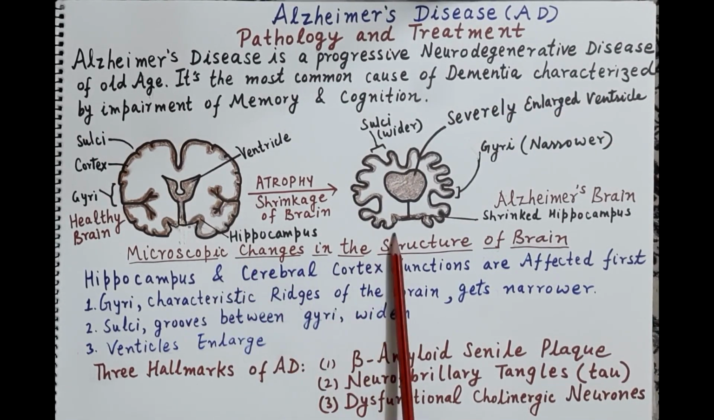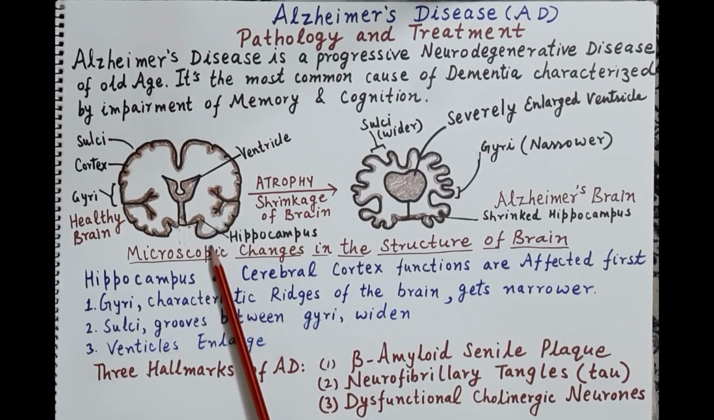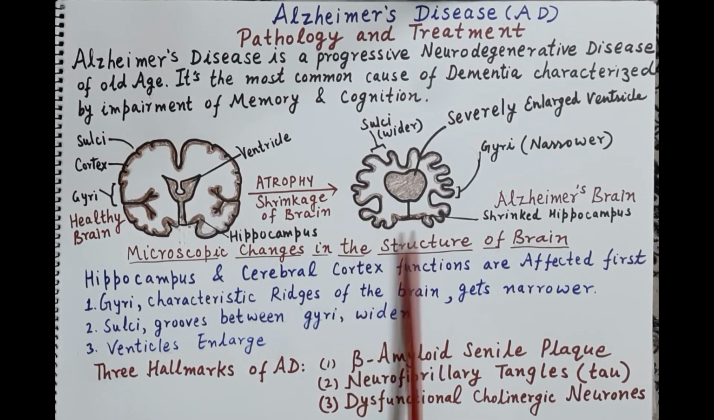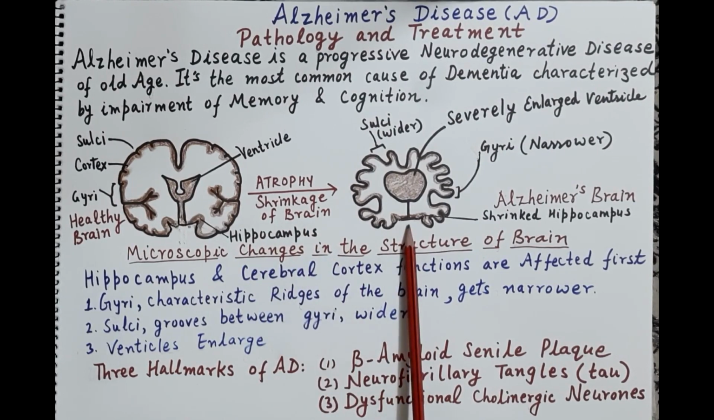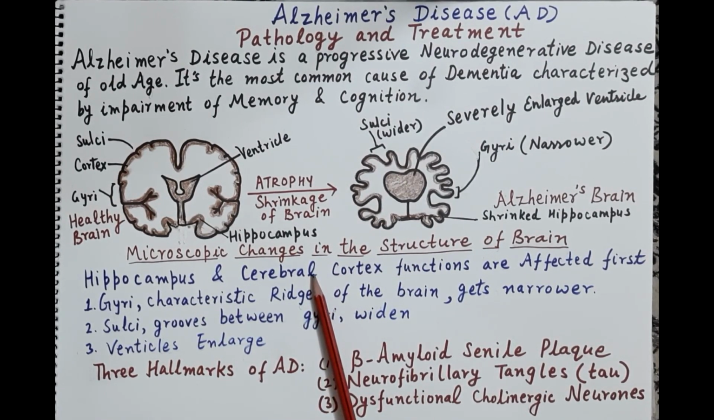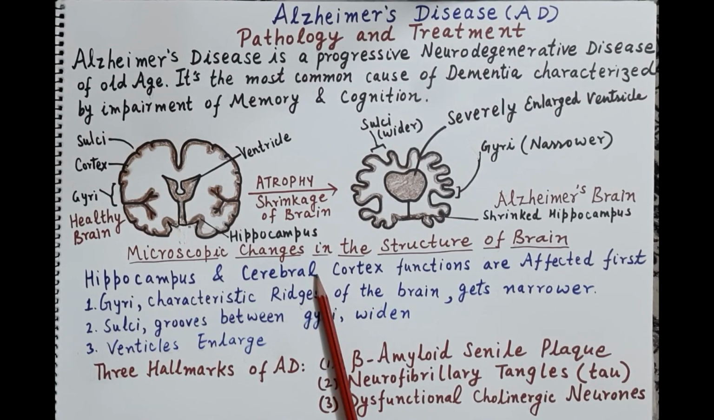Now, these are the two diagrams I have drawn over here. This is the brain of a healthy person, and this is the brain of a person suffering from Alzheimer's disease. As is clear from the diagram, there is atrophy or shrinkage of the brain because of Alzheimer's disease, because of the neurodegeneration and death of the nerve cells. Because of the progressive neurodegeneration, certain microscopic changes are observed in the structure of the brain. And it is the hippocampus and the cerebral cortex which are affected first in a patient of Alzheimer's disease.